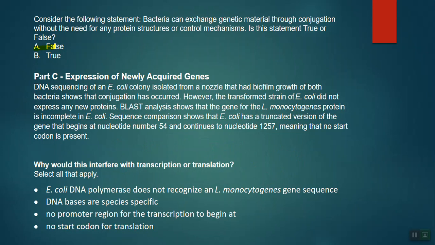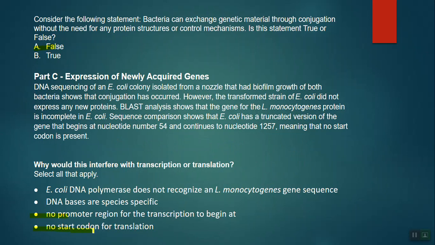Why would this interfere with transcription or translation? Remember, it is very important for a start codon to be there because it says, hey, this is where this particular amino acid sequence starts. And if you're missing any one of those amino acids, a couple of things could happen. A, you're not going to get a fully formed protein, so no new proteins can be established, as we saw with this E. coli. B, you're not going to know exactly where to start, so you can start at 3 or 4, and in this case we started at 54. So things that interfere with transcription and translation here: we don't have a promoter region for transcription to begin at because we started way in the middle, and then there's no start codon for translation.